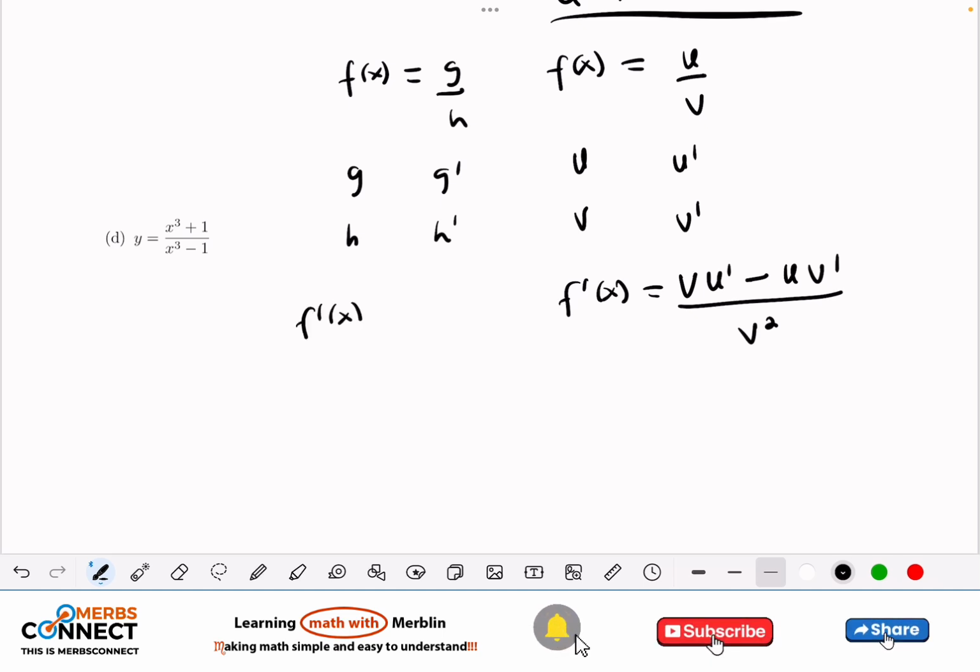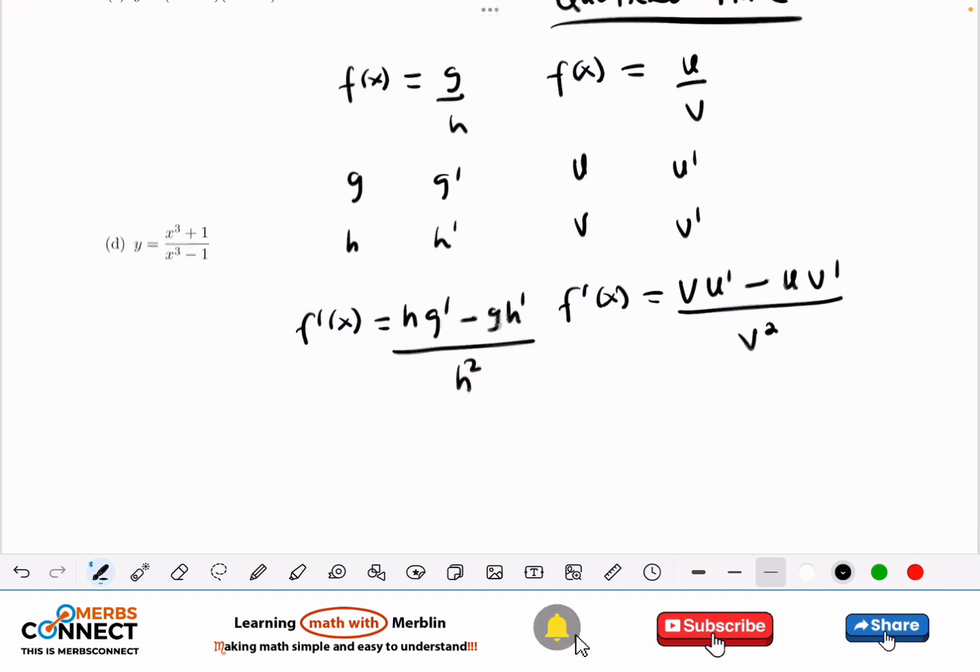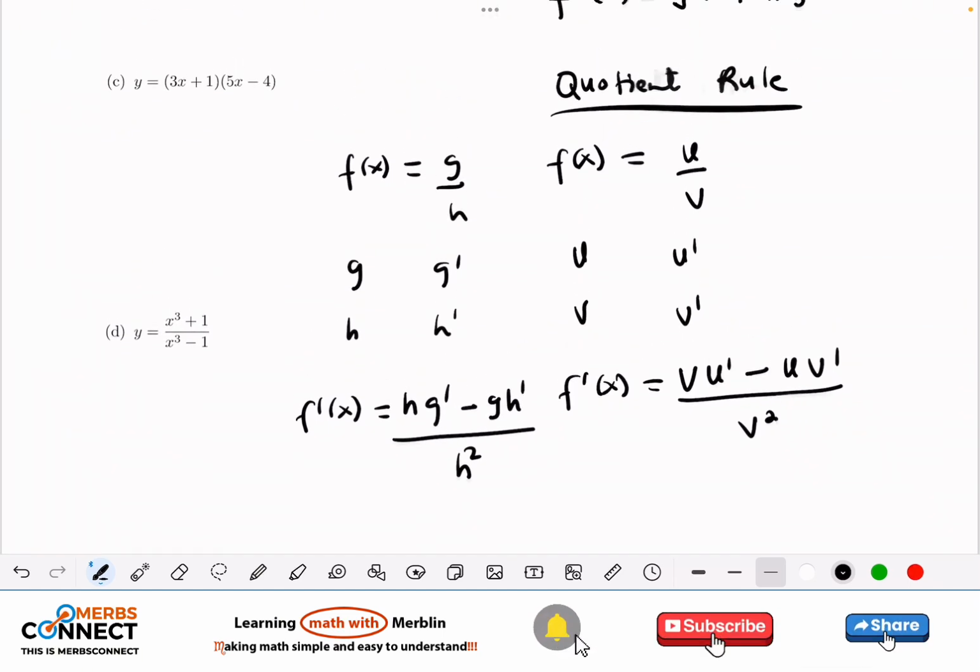F prime of x will be equal to: maintain the denominator, which is h, differentiate the top, g prime, minus, now I maintain the g and differentiate the denominator, all divided by denominator squared. So no matter the variable that you are going to use, you are going to get the same thing.